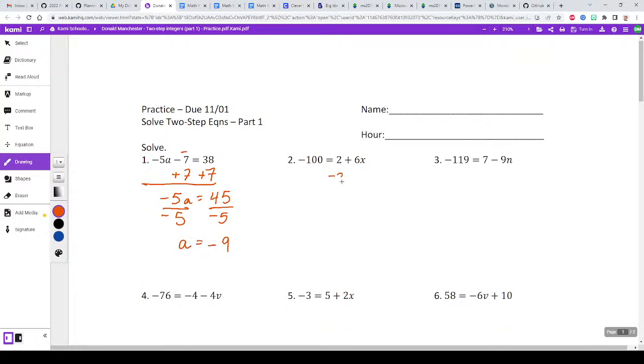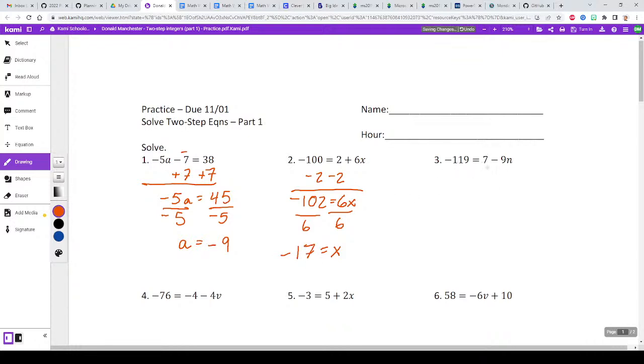Next one, we subtract 2 from both sides because we're adding the opposite of the constant. The constant is 2. The opposite of positive 2 is negative 2. So we have negative 102 equals 6x. We divide by 6 to both sides. That gives us negative 17.